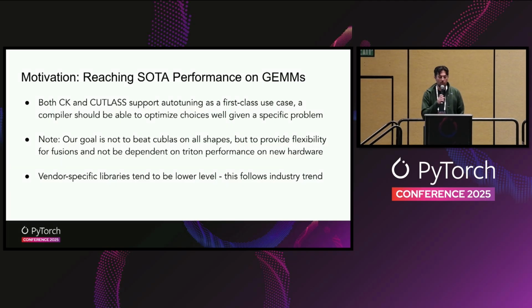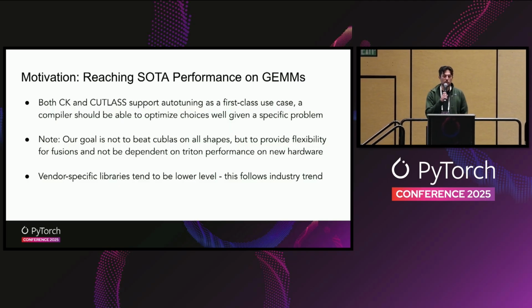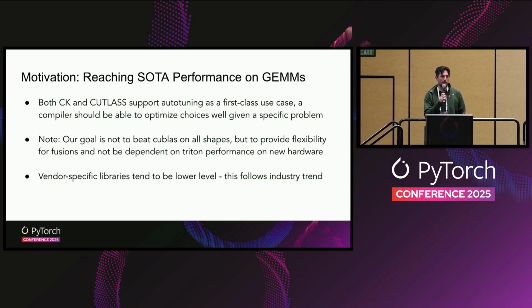One note I want to make here, though, is our goal is not to beat cuBLAS on all shapes. cuBLAS and hipBLAS are both heuristic-based approaches which can't have full coverage in all shapes. Your binary size would get too large. So in order to get full coverage on all shapes, that's where our autotuning approach would come in, where we can see these shapes that aren't well covered by cuBLAS and hipBLAS and optimize well for them.